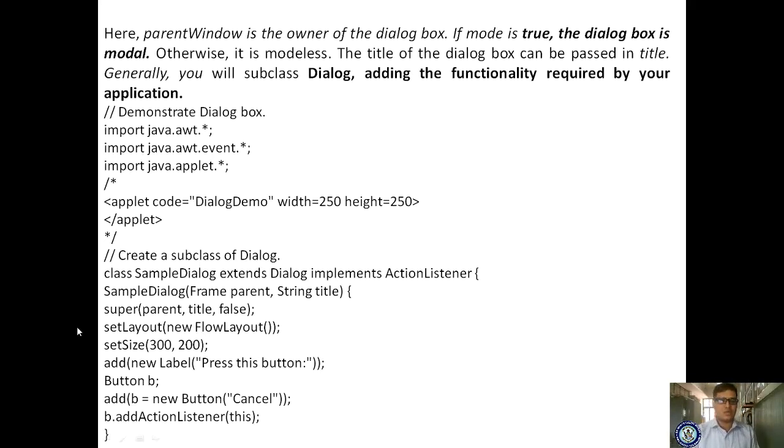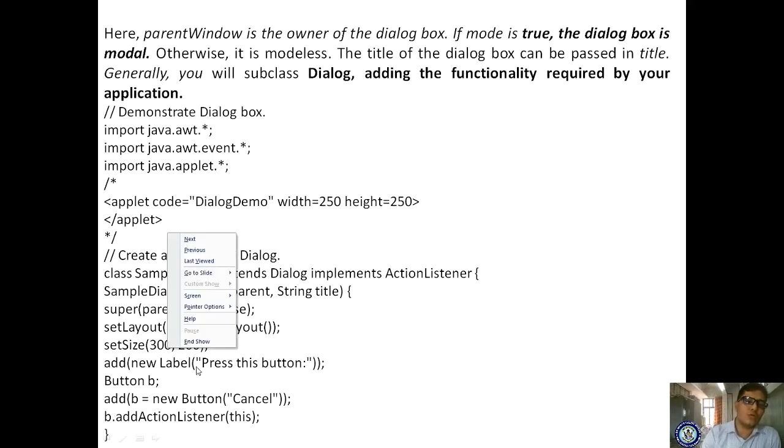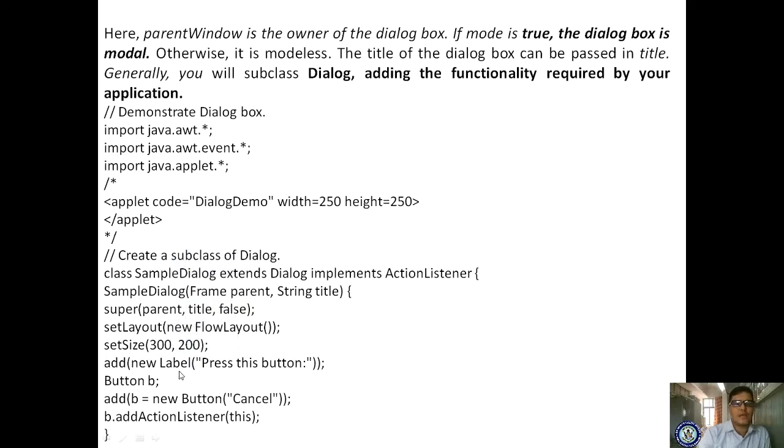Now you are setting the layout of your window, that is a FlowLayout. Whatever control you place will automatically fit. You are setting the size of your window, 300 width and 200 height. Now you are adding the label, new Label, "Press this button". So the label appearing is Press this button. Now you are creating the button object.